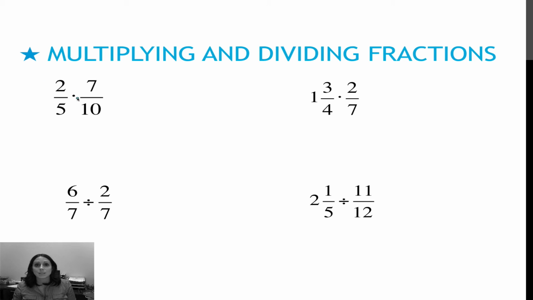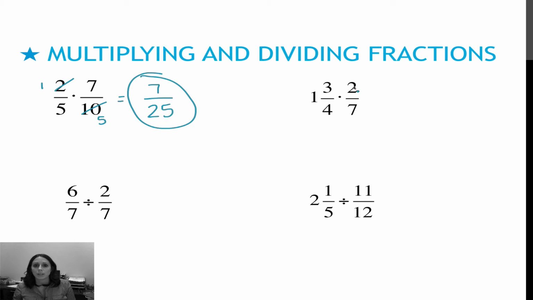For my first one, this is multiplication. So again, I am a reduce first then multiply person. So I'm going to look at my 2 and say 2 goes into 2 once and into 10 5 times, and nothing else reduces. So now I'm going to multiply numerators, 1 times 7, and multiply denominators, 5 times 5. And if I've done my job correctly here with the reduction, this answer should be in simplest form already.